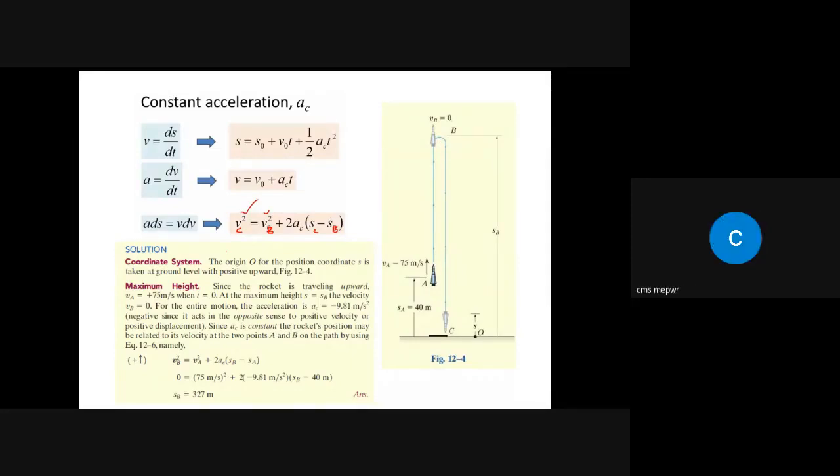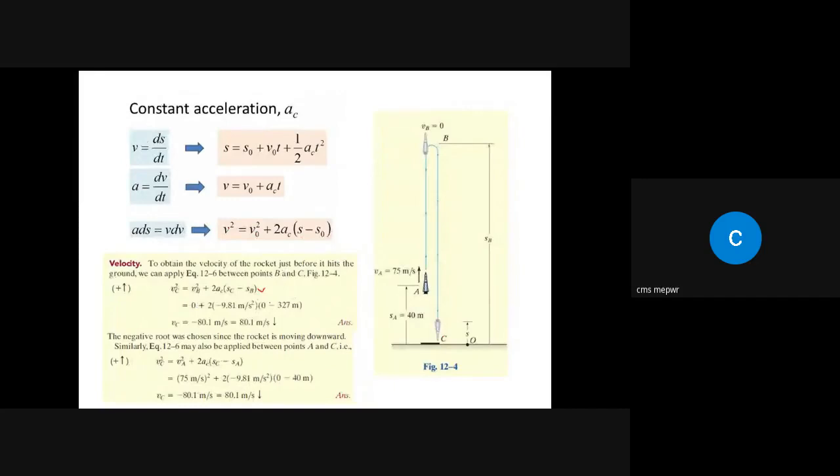Okay, I can also apply the same equation between A and C. This one will become VC, and this one will become VA. Do we have VA? Yes. This one will become SA. So the same equation can be applied between A and C, and between B and C. Using it this way, you will get your answer, and even if you apply it between A and C, you will still get your answer.